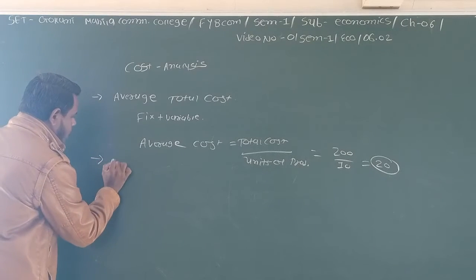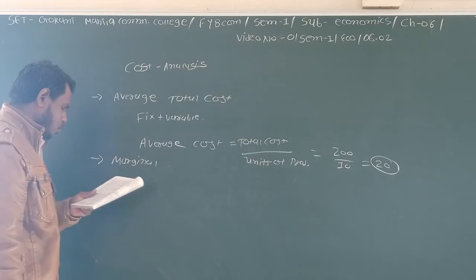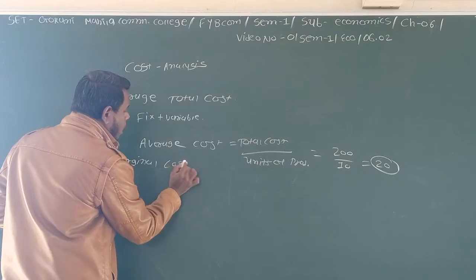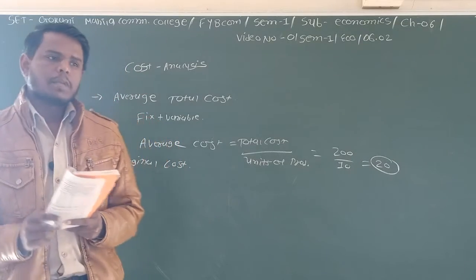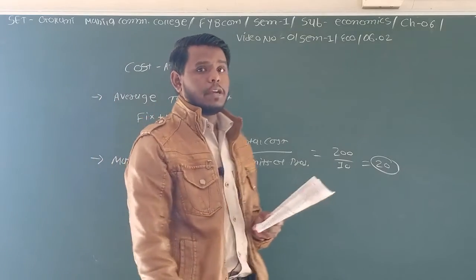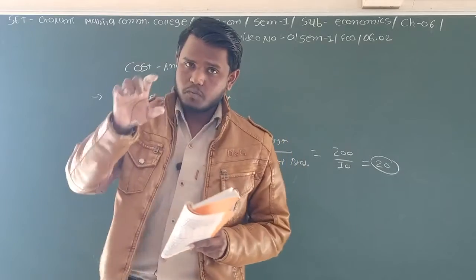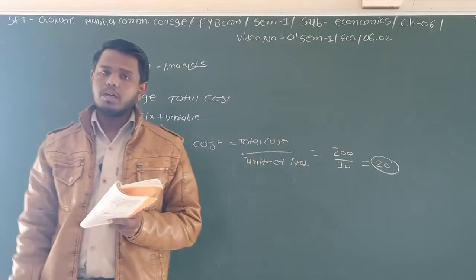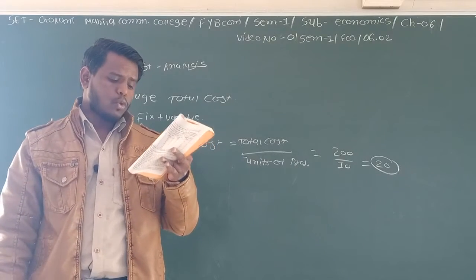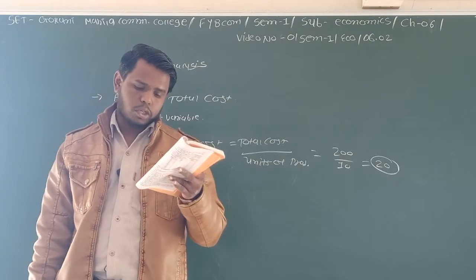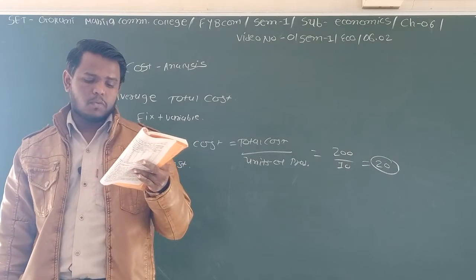Now the second is marginal cost. Now you all are aware about it. Marginal means when you add one more unit in the production, the cost for that one more unit is called the marginal cost. Marginal cost means the change in the total cost in producing one more unit after producing a determined number of units.